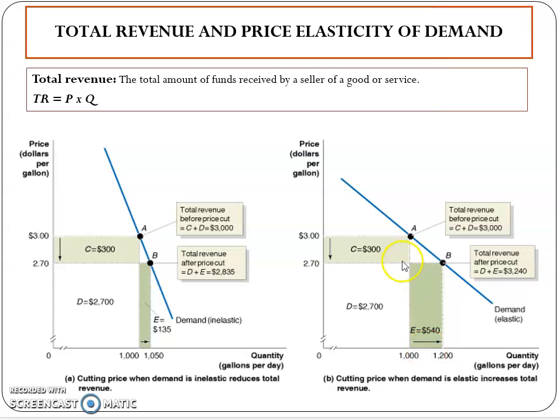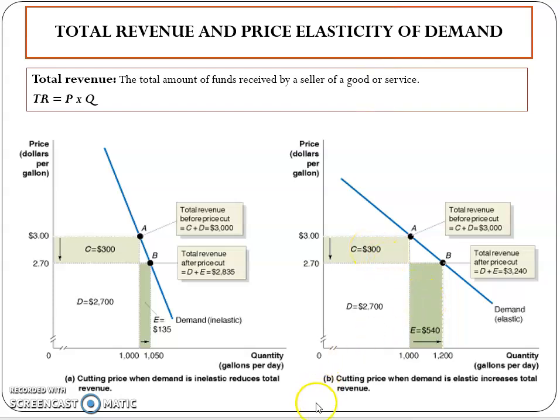Contrast that with the scenario over here, where you have a more responsive consumer because there's more substitutes. If you lower your price from $3 to $2.70, then you're still going to give up the $300 on the first 1,000 units. But you're going to sell a lot more units because you have a responsive consumer. It's elastic. In fact, you're going to sell 200 more units at $2.70, that's $540. It would be more prudent to give up $300 in total revenue to get $540.